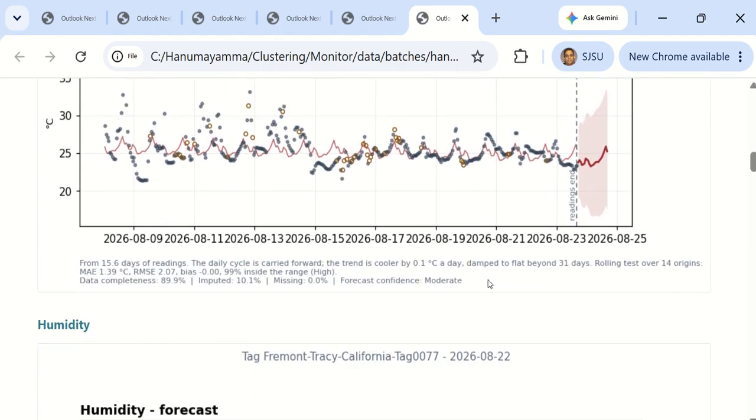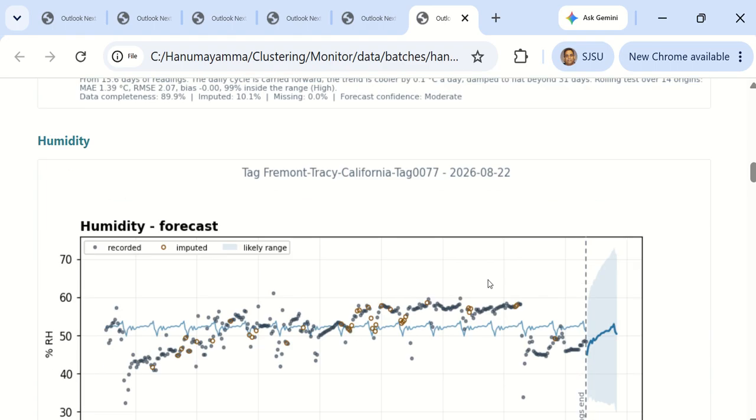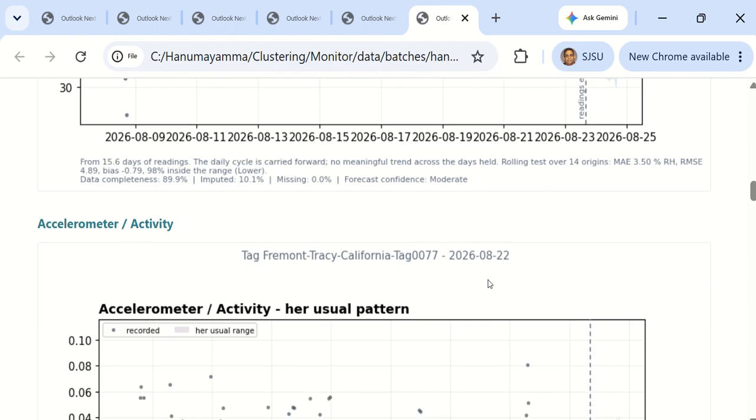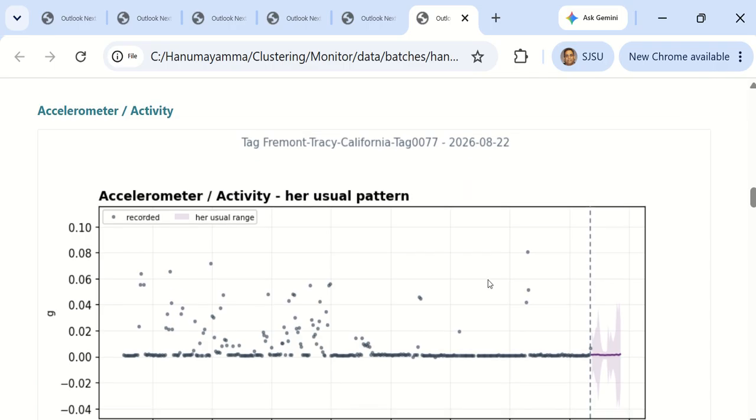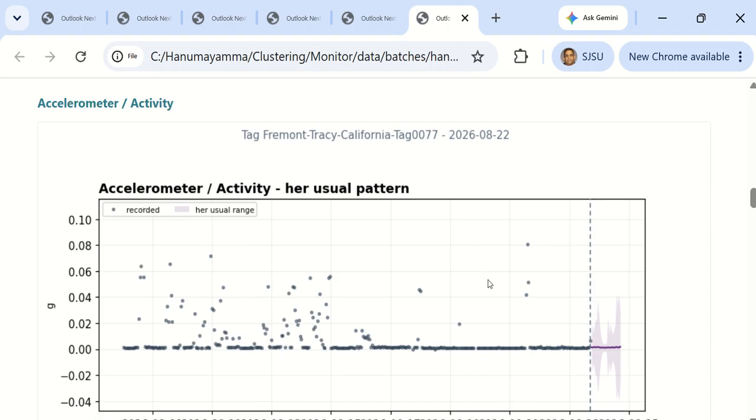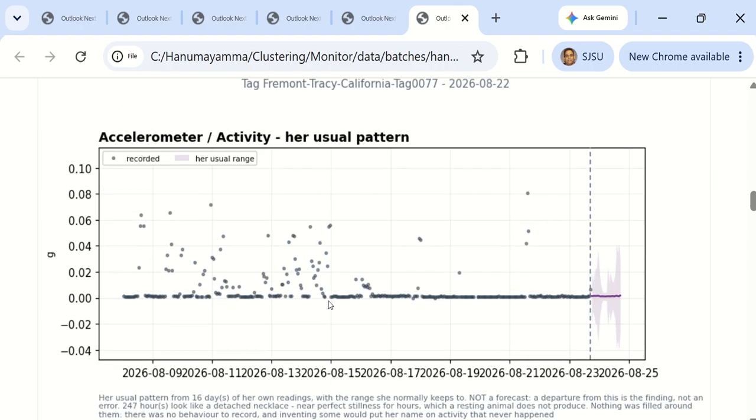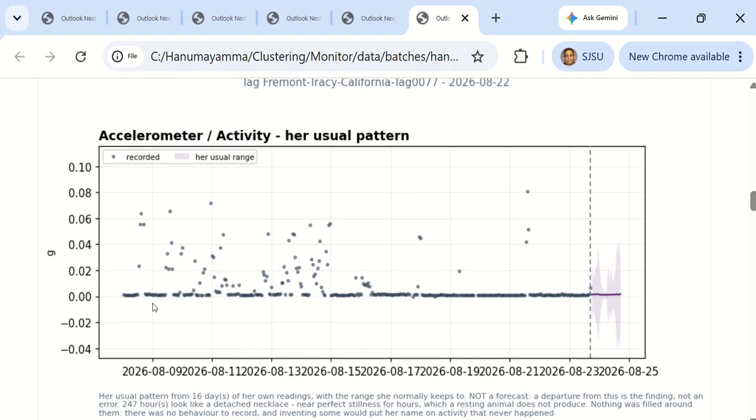Till now we looked into temperature and humidity. Now let's look into activity. Here is a graph for the activity of the cattle. The blue line shows the recorded values, and here is the predicted range.